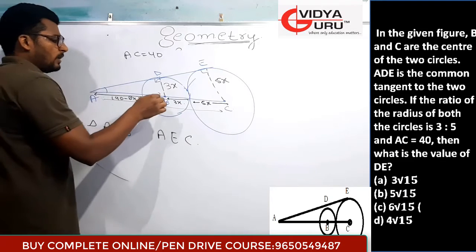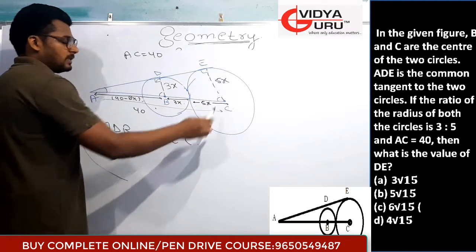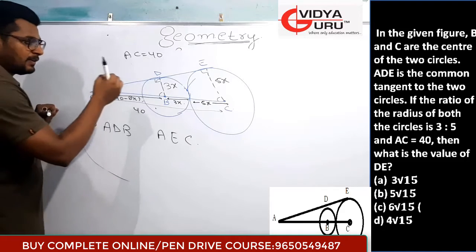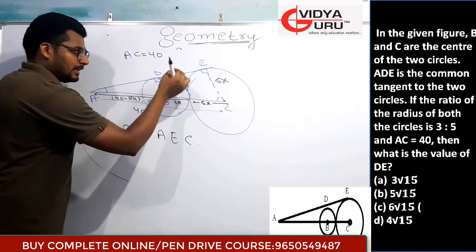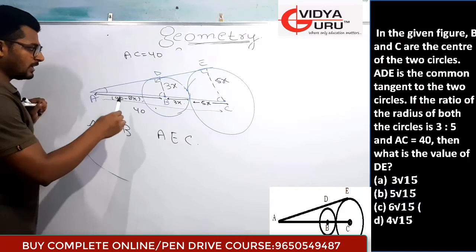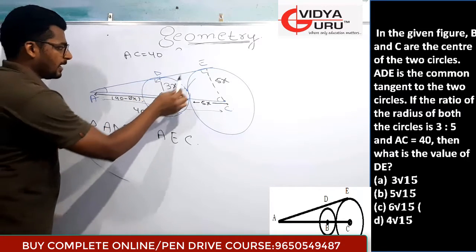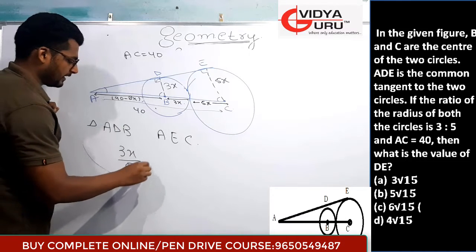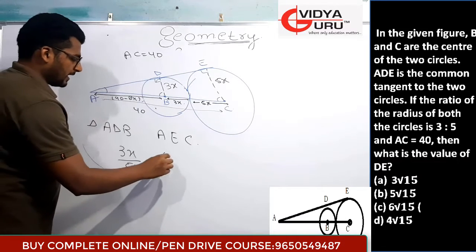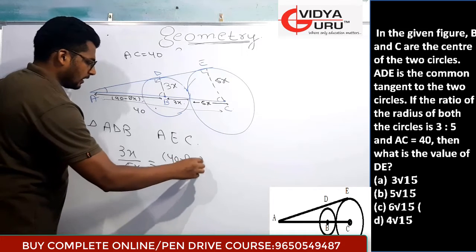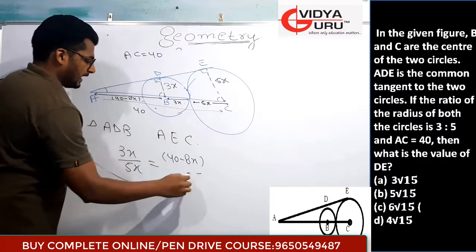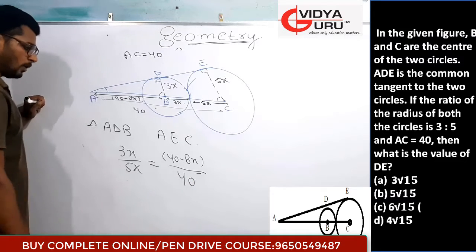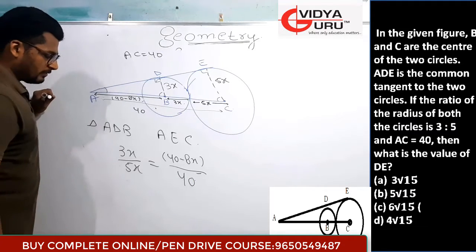Two angles are equal, so the third angle will automatically be equal. If three angles are equal, triangles are similar. If triangles are similar, then their sides will be in proportion. That means DB upon EC, 3x upon 5x, equals 40 minus 8x upon the side of the bigger triangle, 40. I just need to find out the value of x. What will be the value of x?